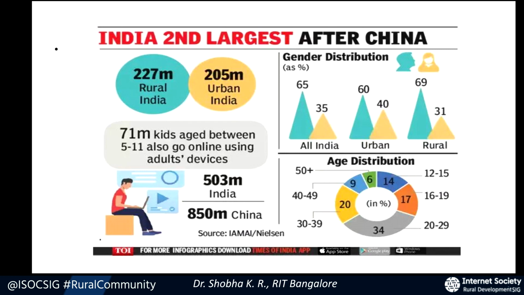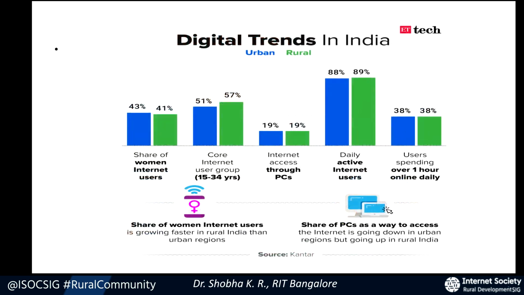Looking at the age distribution of the users, the 12 to 15 age group is 14%, and 16 to 19 is 17%. The majority of the users fall into the 20 to 29 age group, and 30 to 39 takes the next position. The 40 to 49 group is only 9%, and 50 plus is 6%. Now, looking at the digital trends in urban and rural India, women internet users are 43% in urban against 41% in rural, and core internet user groups are 51 to 57. Internet access through PCs is almost the same in rural and urban, and active daily internet users in urban and rural go hand in hand.